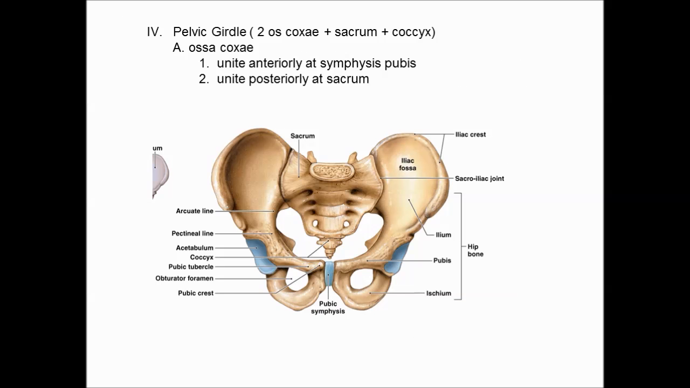Okay, so that finishes the bones of the upper extremity, and all we have left is the lower extremity and girdle.